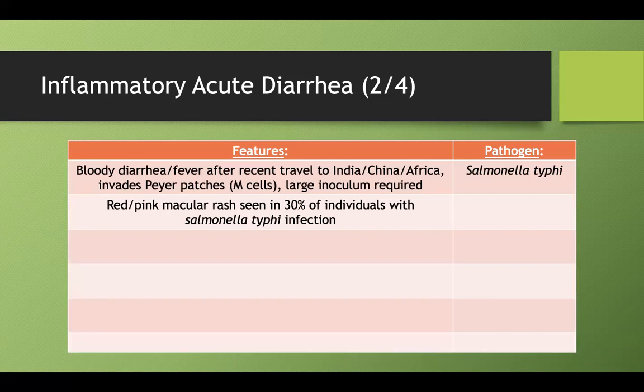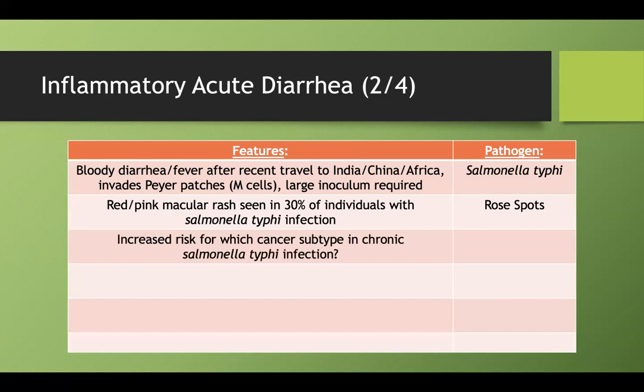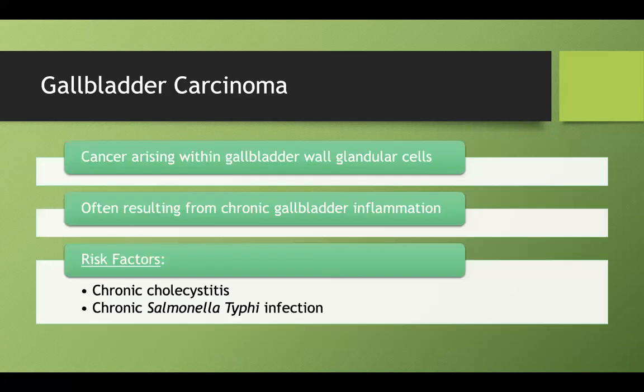What's the macular rash that is seen in about 30% of individuals with a Salmonella typhi infection? Those are called rose spots. They might give you that as a symptom as well in order to increase your likelihood of picking Salmonella typhi. And if you have chronic Salmonella typhi, what are you at increased risk for regarding cancer? That's actually gallbladder carcinoma. When we talk in our hepatobiliary unit later on, you'll notice that one of the risk factors is this chronic Salmonella typhi infection.